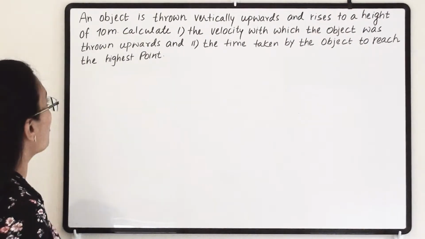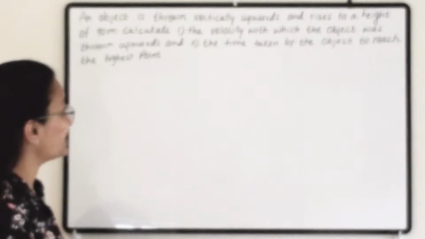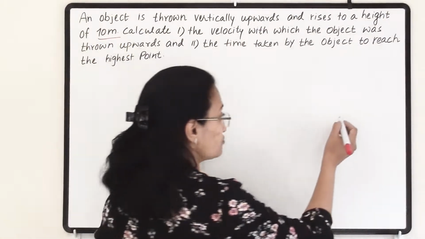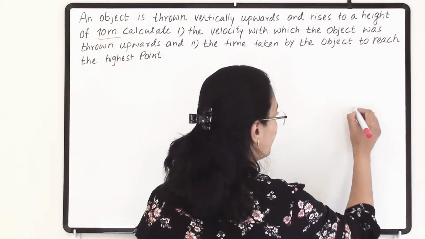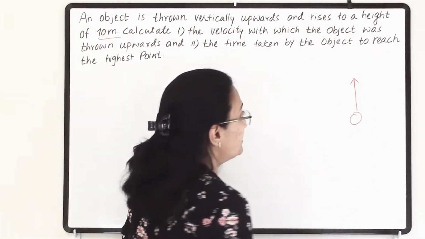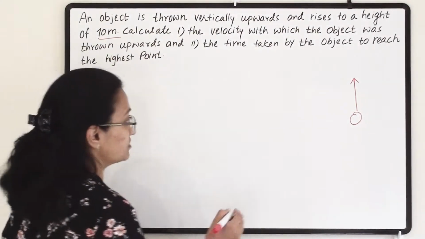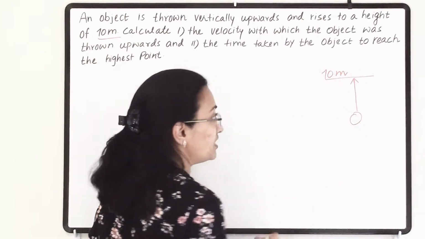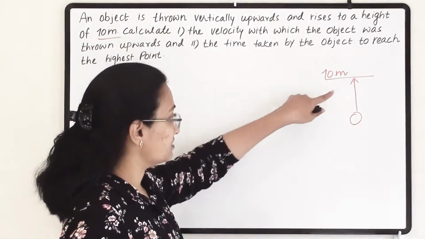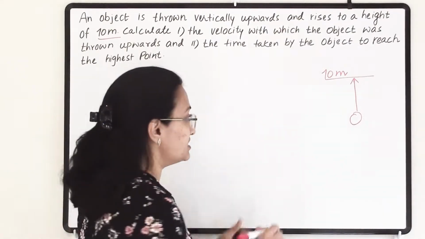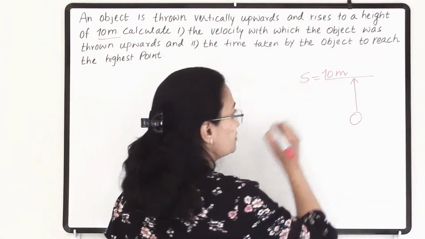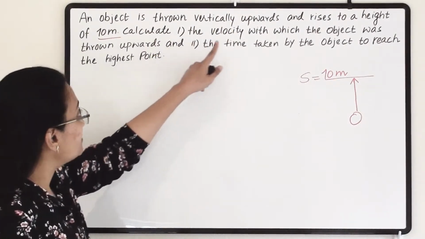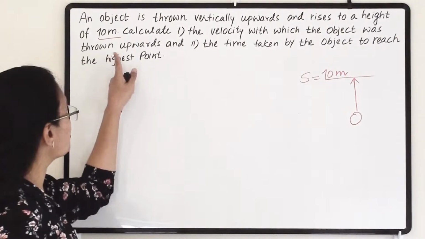It says that an object is thrown vertically upwards and rises to a height of 10 meter. So we are throwing a stone or an object vertically upward like this, and it is reaching till the height of 10 meter. So it reaches till here, that height is 10 meter. So we can also say that the distance the object travels is 10 meter. So S equals 10 meter, or the height which it covers is 10 meter. Calculate the velocity with which the object was thrown upward.